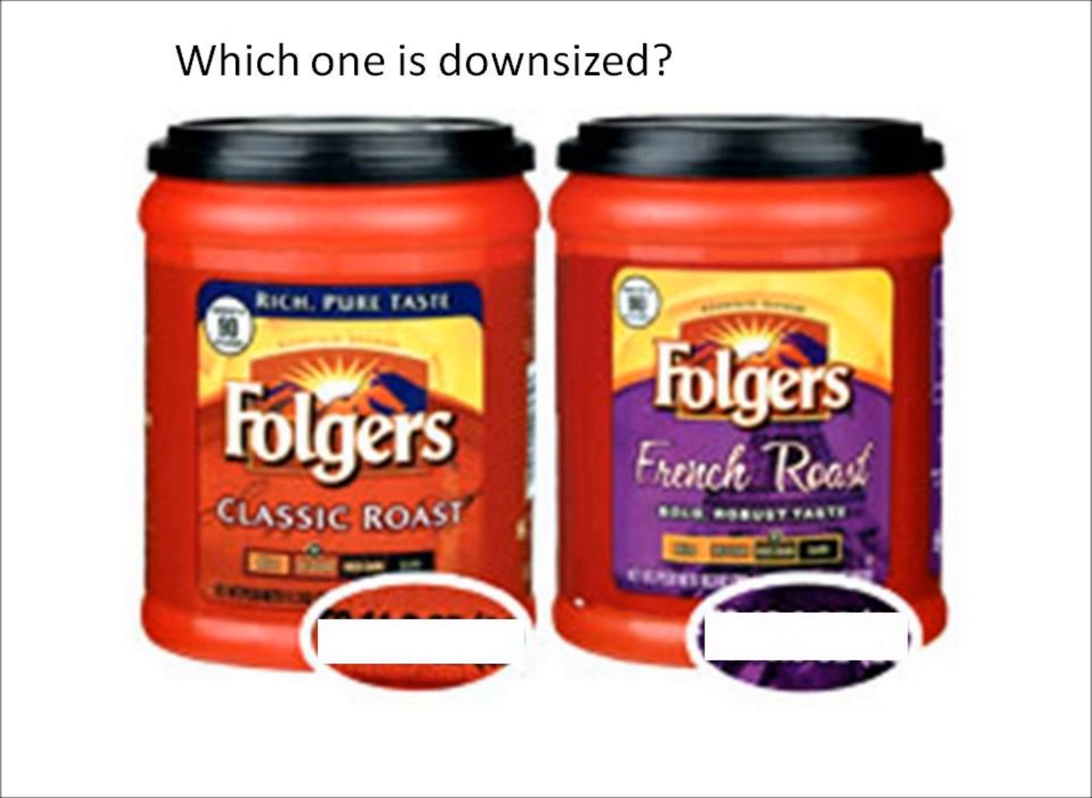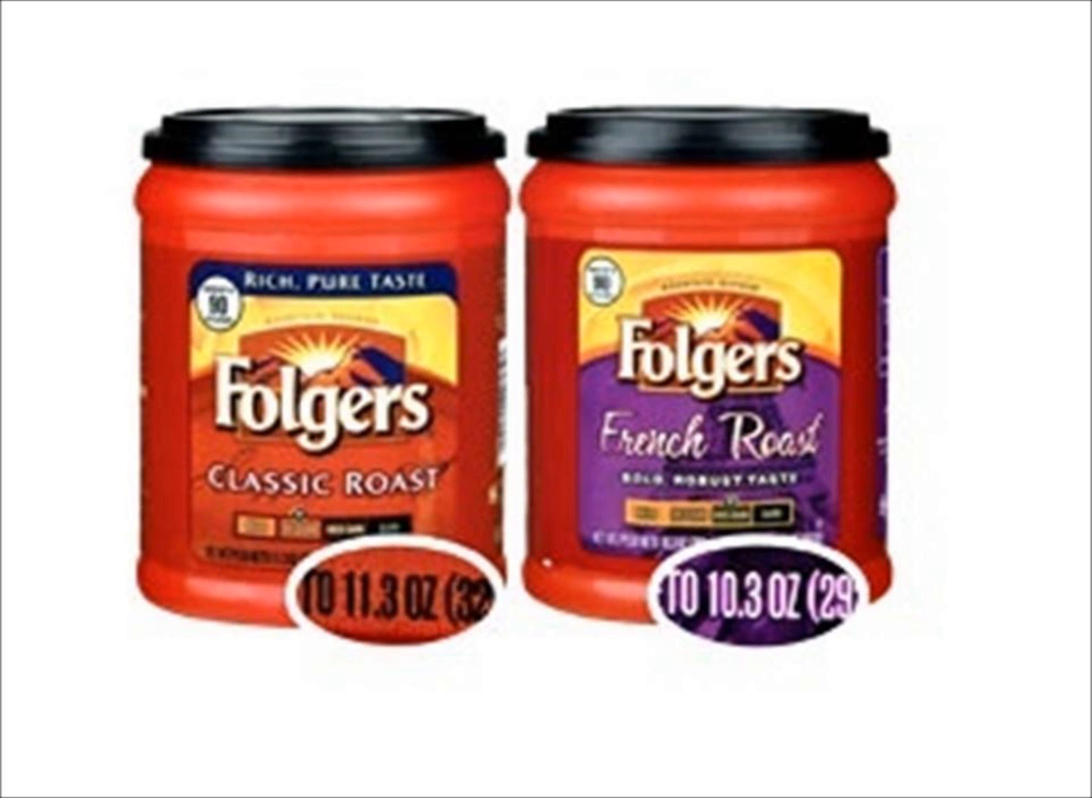Which Folgers has less coffee? The one on the right has been downsized. Did you get it right? You probably did get all of these examples right. The packaging looks the same, and even if you were able to pick up the pairs of products, you would find that the change in weight is so small that it is below the difference threshold.